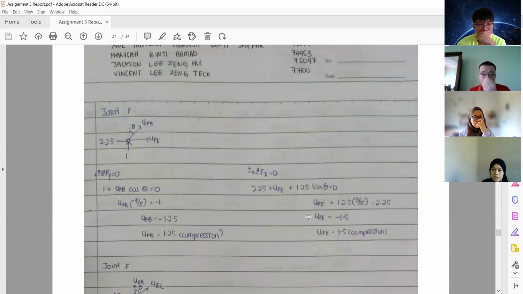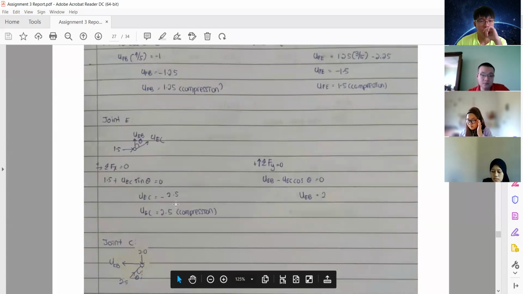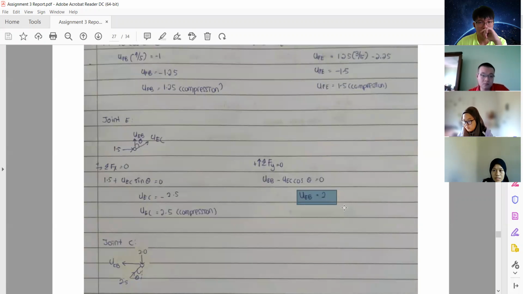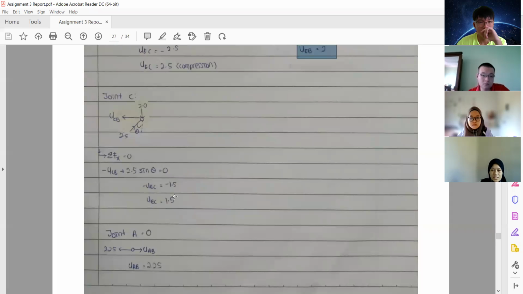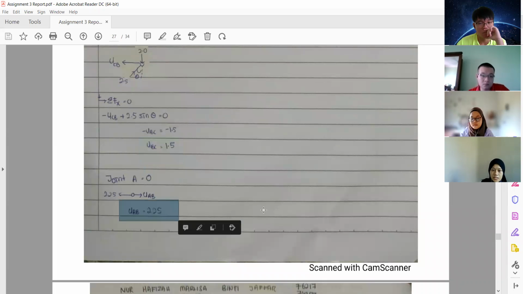Also the same, we calculate joint by joint. Joint F, we can obtain values UFB and UFE. Joint E, we get UEC, UEB. Joint C, UBC, and lastly joint A, UAB.